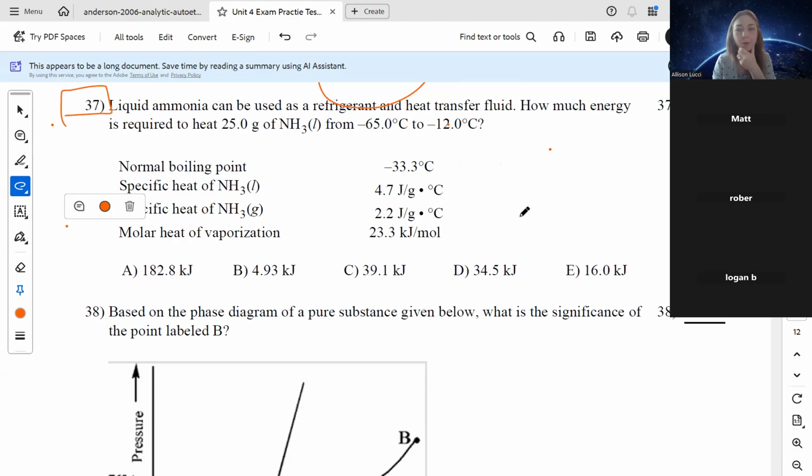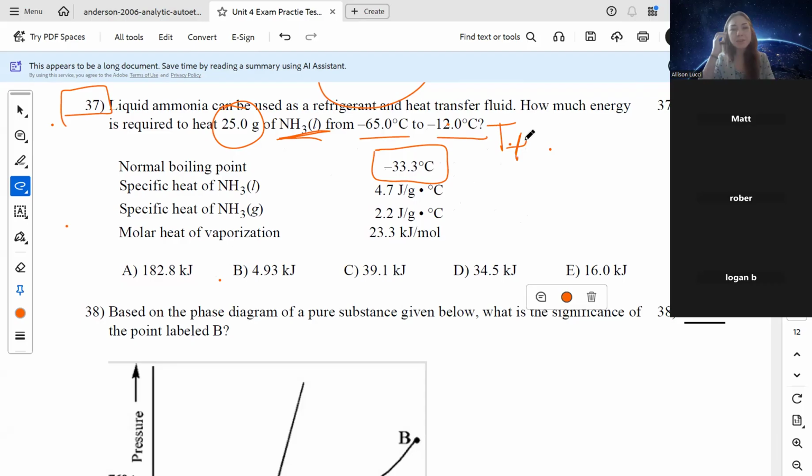So I'll walk us through some of the details here. We're given a normal boiling point of our compound. That means at negative 33.3 degrees Celsius, we're going from a liquid to a gas. And we're told that we start off with 25 grams of ammonia liquid, at a starting temperature of negative 65 C, and our final temperature at the end of our process will be negative 12 degrees Celsius.